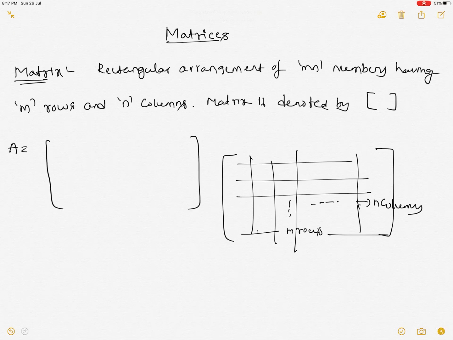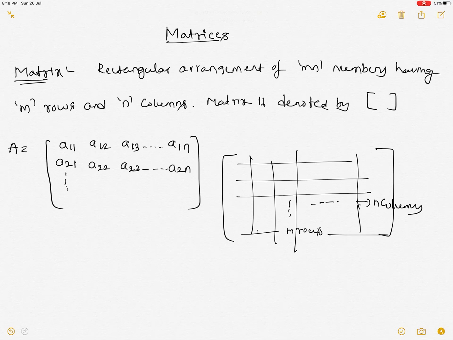This is the first row, first column element. This is the first row, second column element. This is the first row, third column element. This is the first row, fourth column, and so on. This is the first row, nth column element. Similarly, this is the second row, first column element, second row, second column element, second row, third column element, and so on. This is the second row, nth column element.